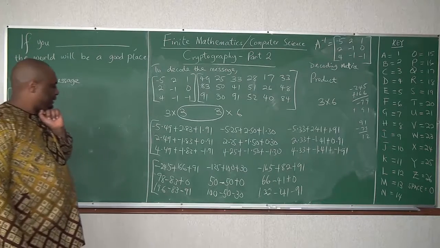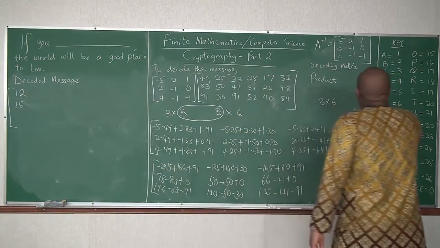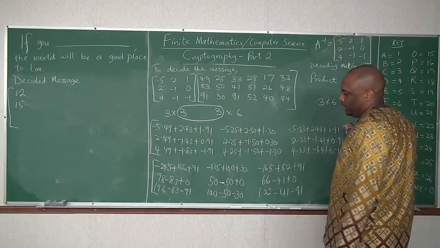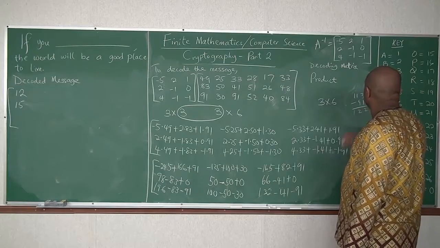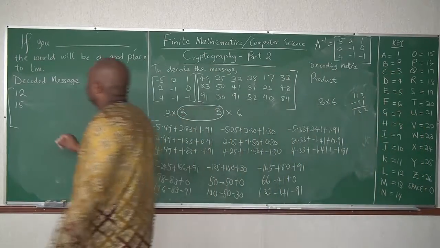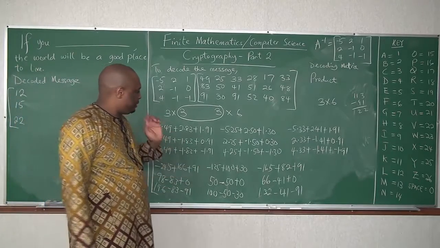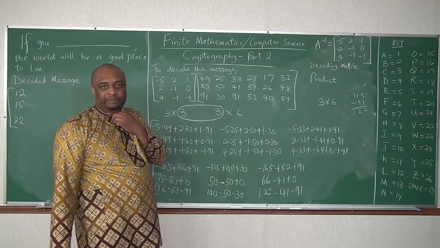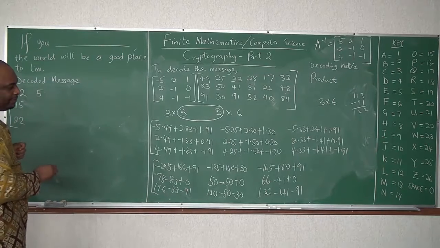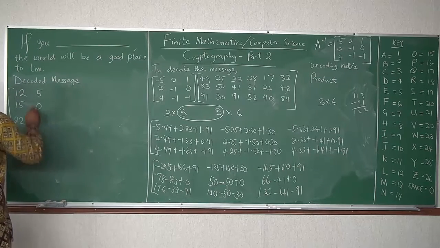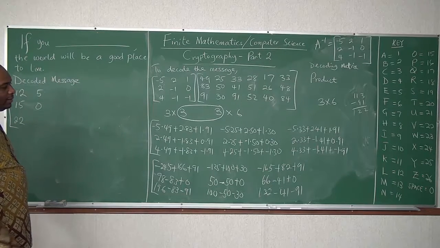196 minus 83 will be 113, right? 113 minus 91 is 22. Then negative 125 plus 100 is negative 25 plus 30 is going to give us a 5. 50 minus 50 is 0 plus 0, 0. 100 minus 50 is 50 minus 30, that's 20.